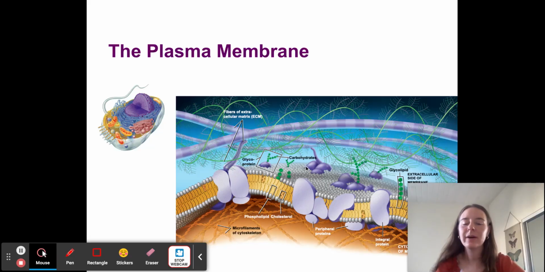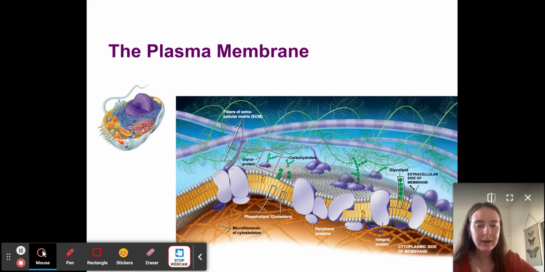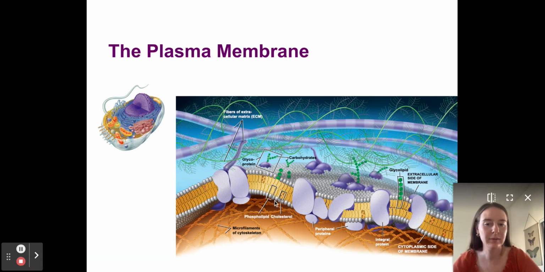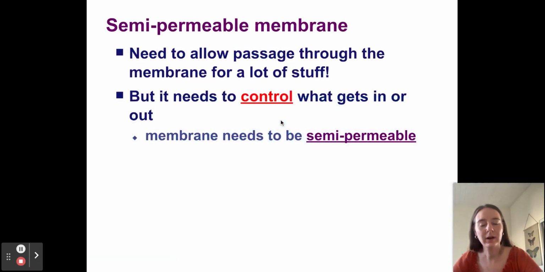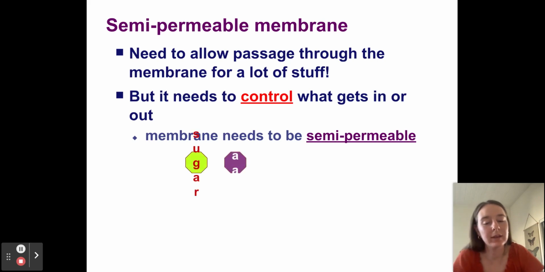All right, so we've talked about diffusion, and we know that some molecules can easily diffuse across the phospholipid membrane of the cell. But what about larger molecules or molecules that don't easily diffuse across the cell membrane? What happens to them? Well, we call this the semi-permeable membrane. The membrane is somewhat permeable. Permeable means things can pass through, things can get through. The membrane allows a lot to pass through, but again, much of it needs to be controlled. So the membrane needs to be semi-permeable. Not everything is able to get in and out.